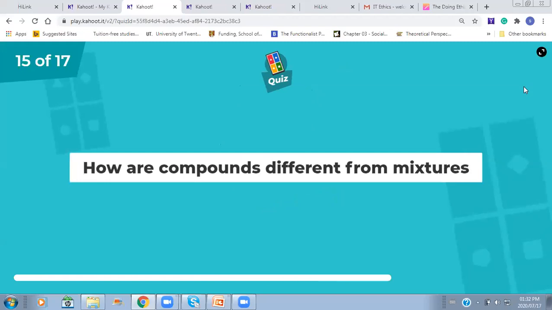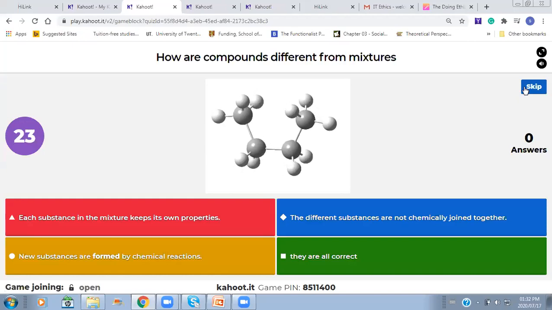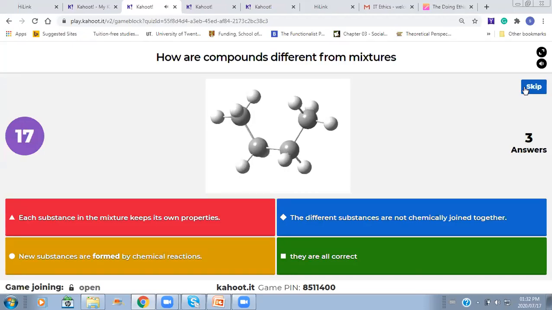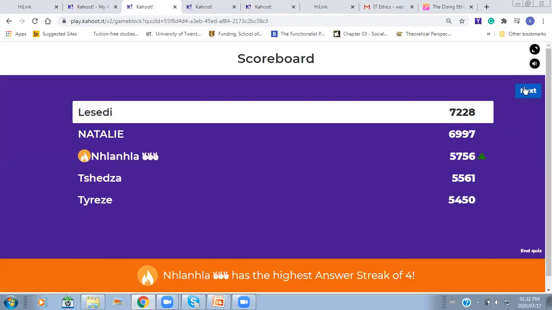How are compounds different from mixtures? Each substance in a mixture keeps its own properties. The difference is in reactions. They are all correct. Lesedi, Natalie, and Ntlantla got it, but Ntlantla answered first.